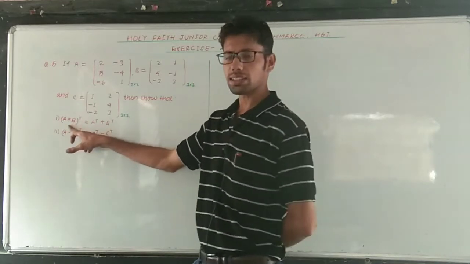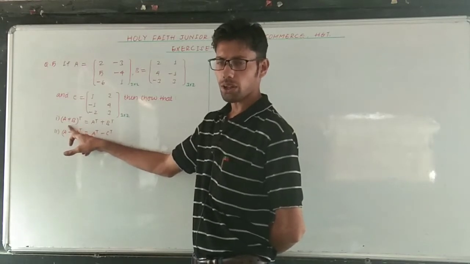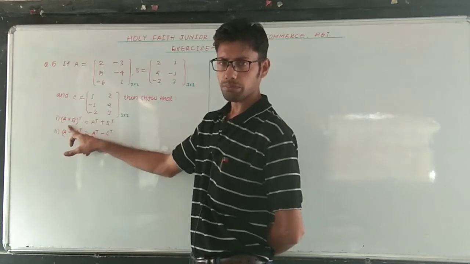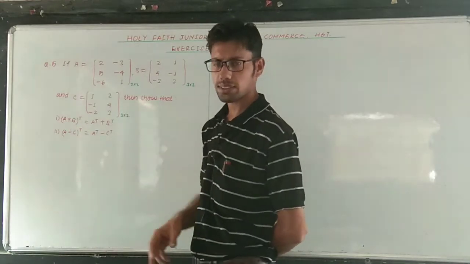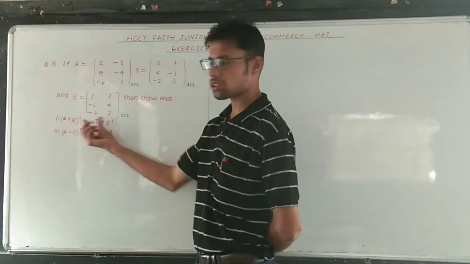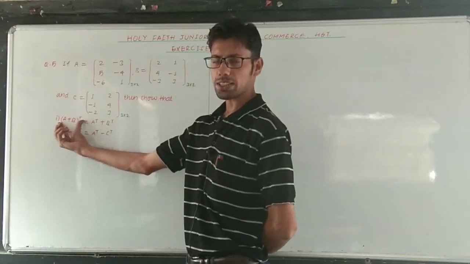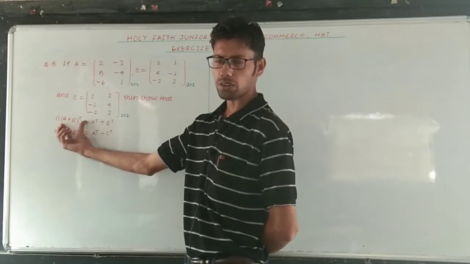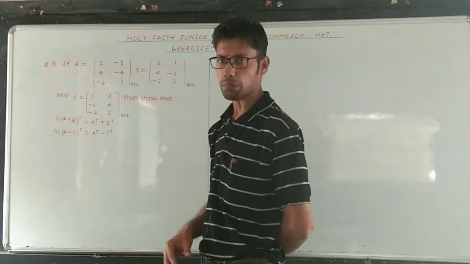To prove LHS is equal to RHS, first of all we have to find out the value of LHS. After that, we have to find out the value of RHS. If both the values are the same, then we can say that LHS is equal to RHS. If both the values are different, then we can say that LHS is not equal to RHS. For finding the value of LHS, that is transpose of A plus B, we have to first find out the value of A plus B, and after that take the transpose of that matrix.